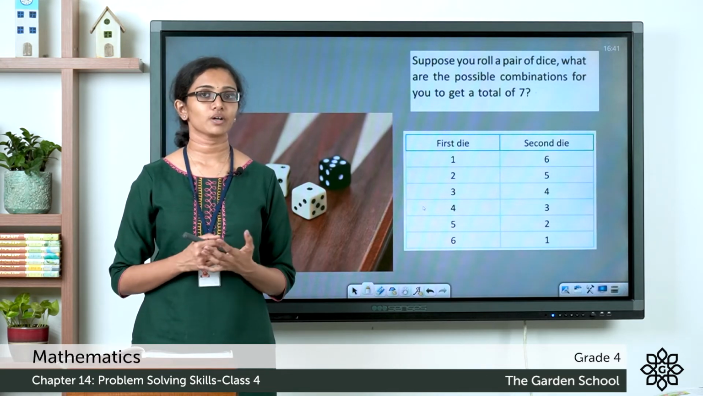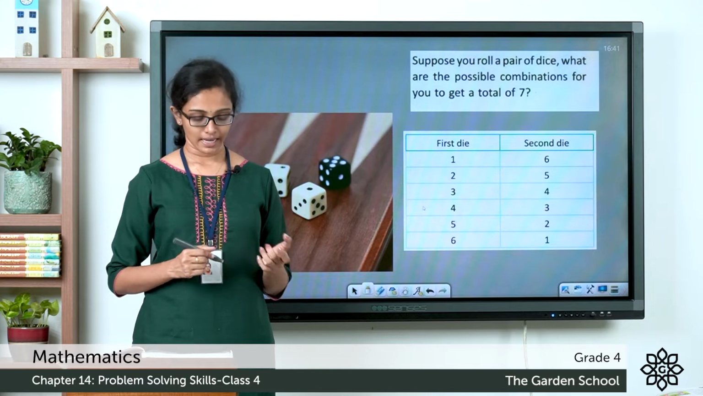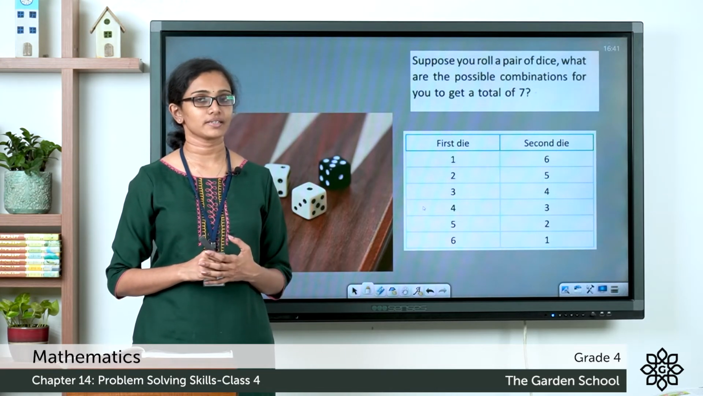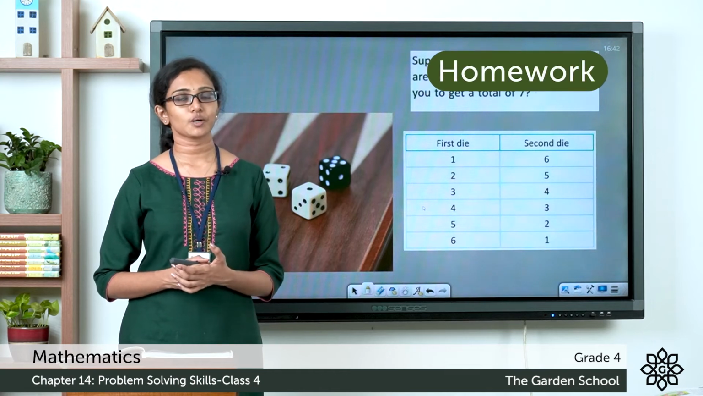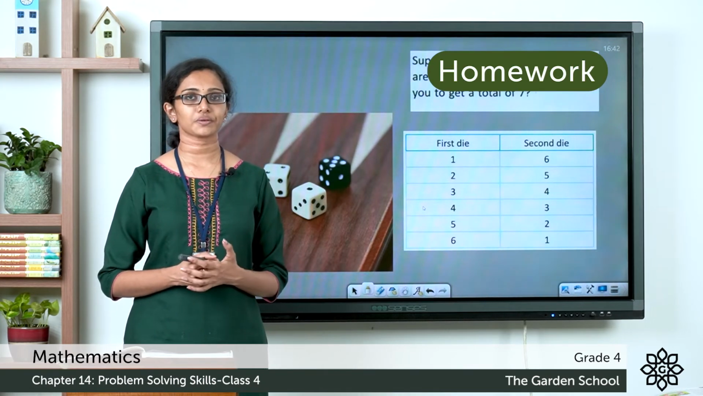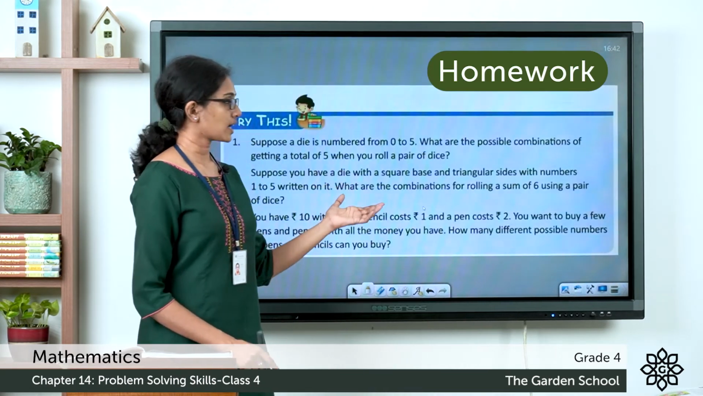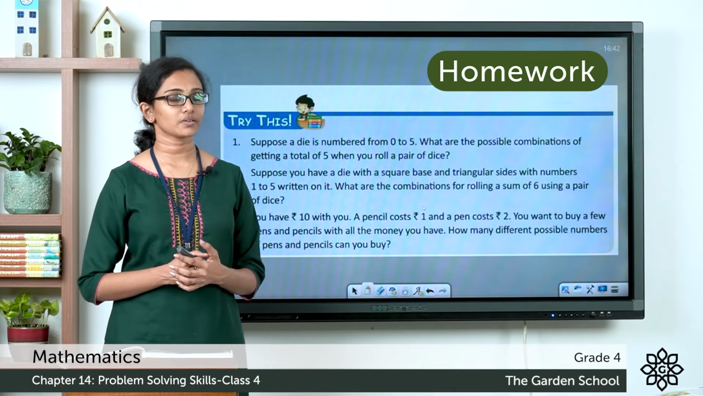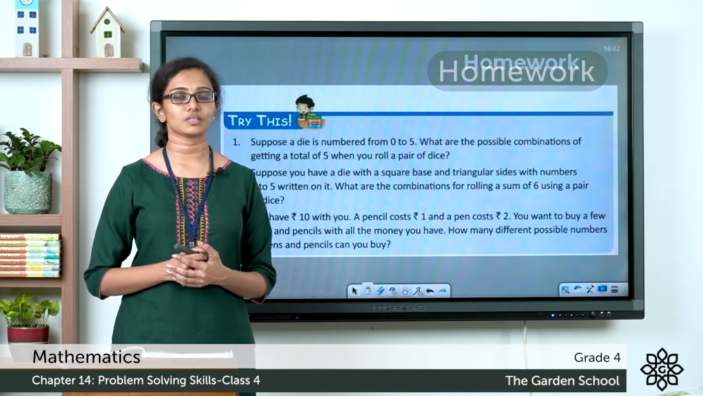So children, you may go through this topic and make a table in page number 184 and 185 of your textbook. So once you have gone through the topic, you can try working out the questions from the exercise. Try this, which is in page number 185. Once you are done with the questions, you can take a picture and send us through Teams.